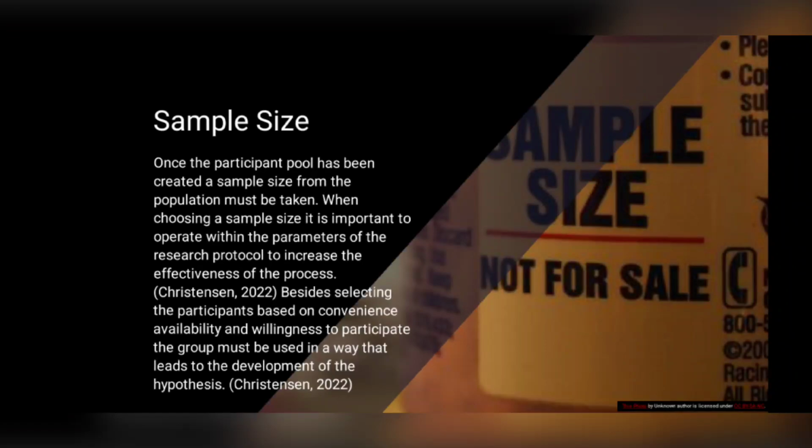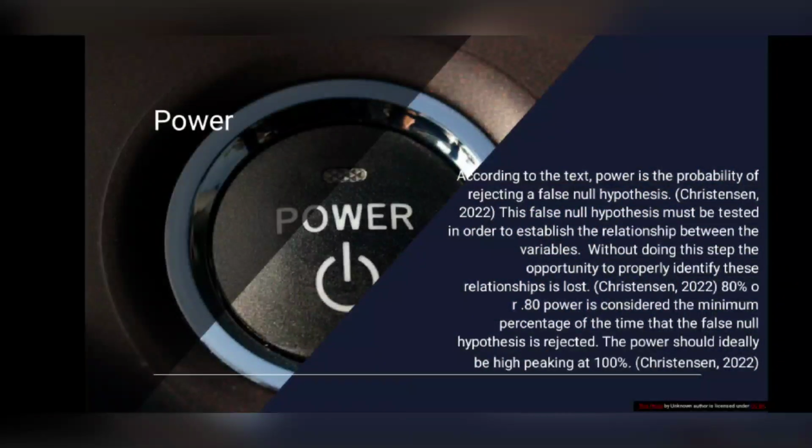When choosing a sample size, it is important to operate within the parameters of the research protocol. Power is the probability of rejecting a false null hypothesis. 80% power is considered the minimum percentage of the time that a false null hypothesis is rejected.